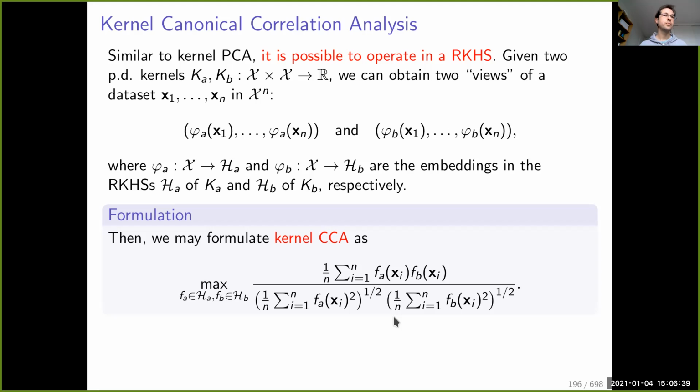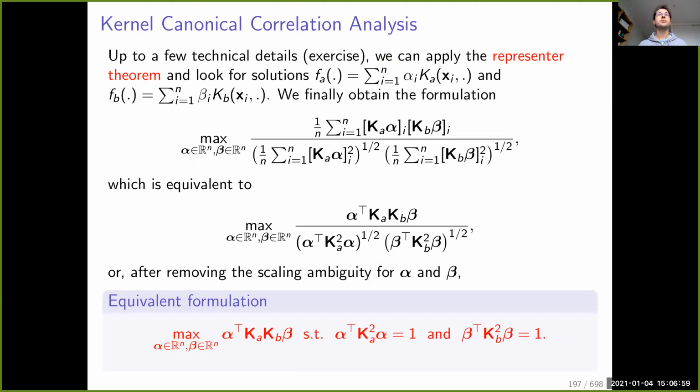And by the way, if you consider the same RKHS, HA and HB, if you consider basically the same kernels Ka and Kb, you recover PCA. So there is nothing strange about all of this. So kernel CCA is just a bit more general. So now up to a few technical details. So I want simply to accelerate to give you the main results.